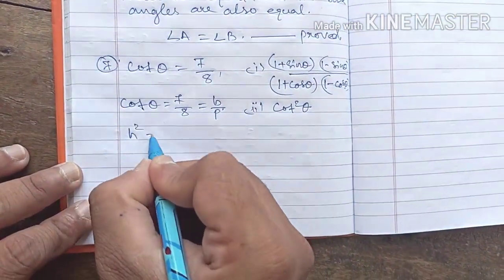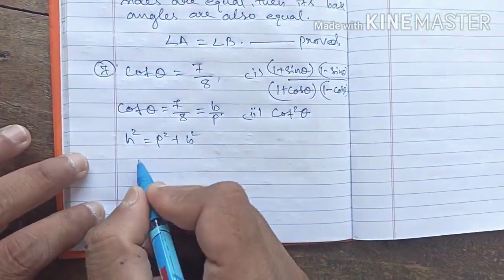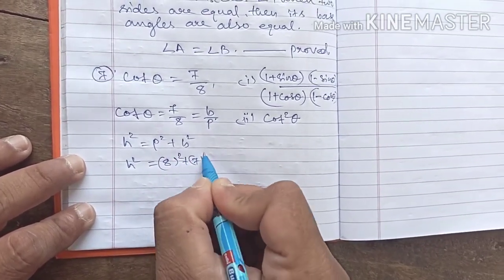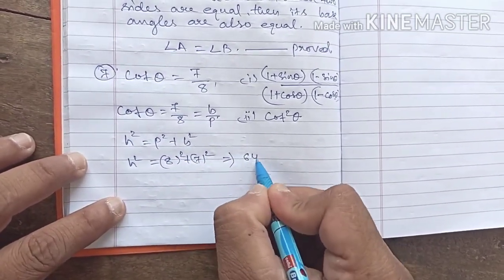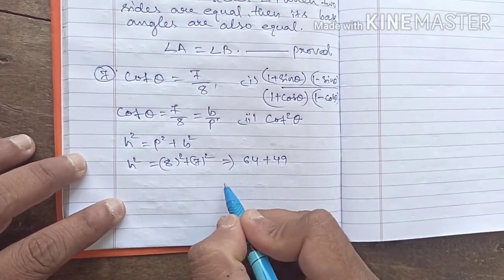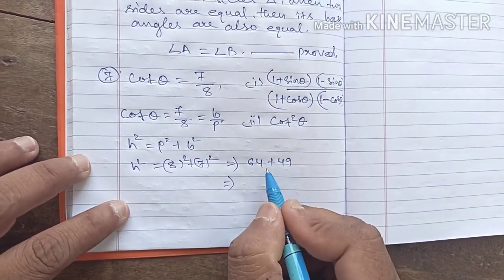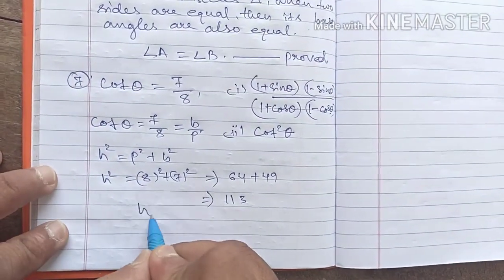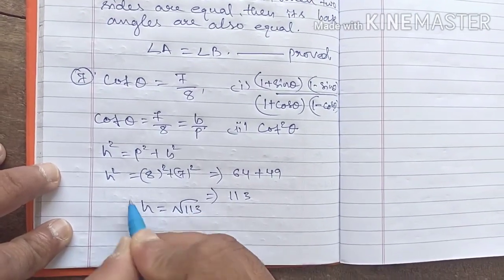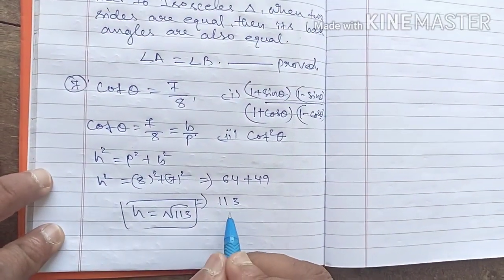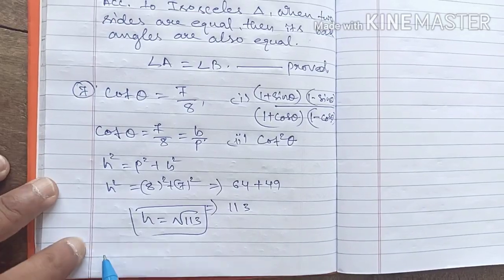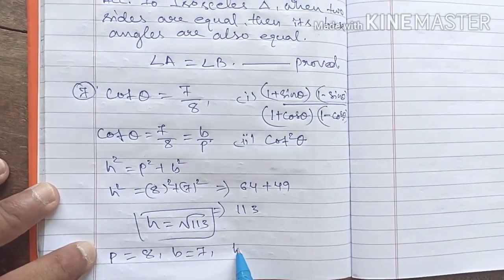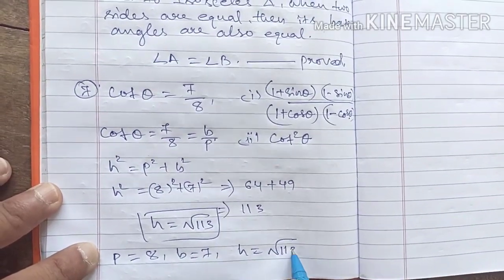Now we will use Pythagoras theorem. P square plus B square, H square equals 8 square plus 7 square, 64 plus 49. 64 plus 49 is 113. H equals root over 113. This much we got. Okay, so now we have values of H, P, B. P is 8, B is 7, H equals root over 113.